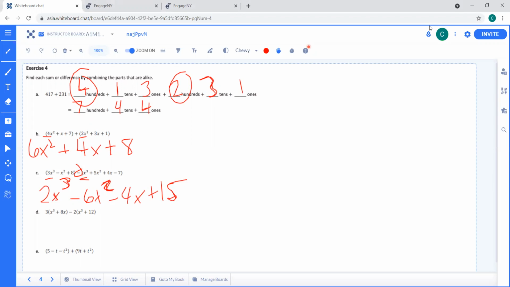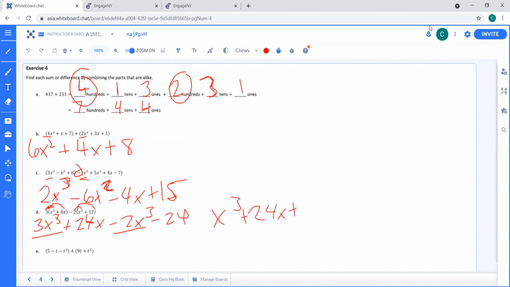Okay. So what I would do here is I would go ahead and distribute these first. So that'd be 3x cubed plus 24x minus 2x cubed minus 24. Combine these like terms here. And that leaves you with x cubed plus 24x, not plus, but minus 24.